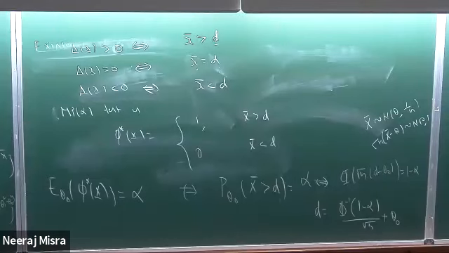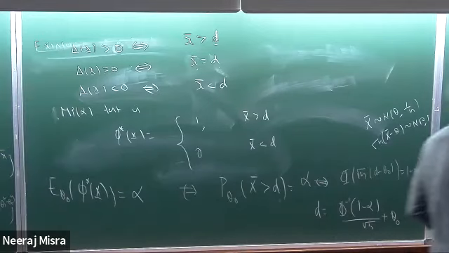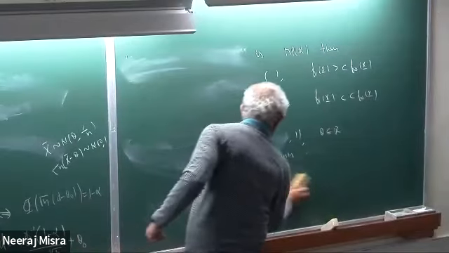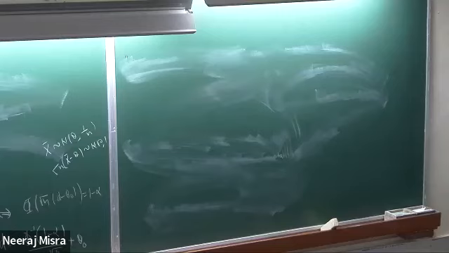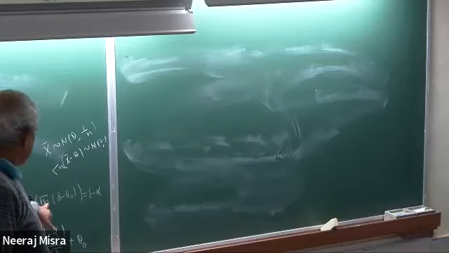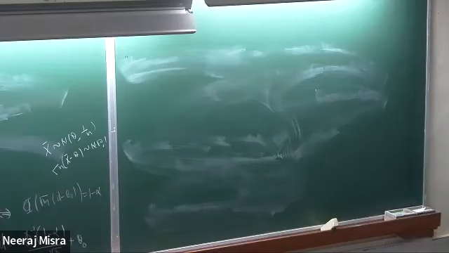Because I want the probability under H naught to be less than or equal to alpha, right? You would have wanted this to be less than or equal to alpha. You have to choose d so that this is less than or equal to alpha. Then this would be less than or equal to alpha, right? Can you choose d to be less than or equal to phi inverse 1 minus alpha by root n plus theta naught?